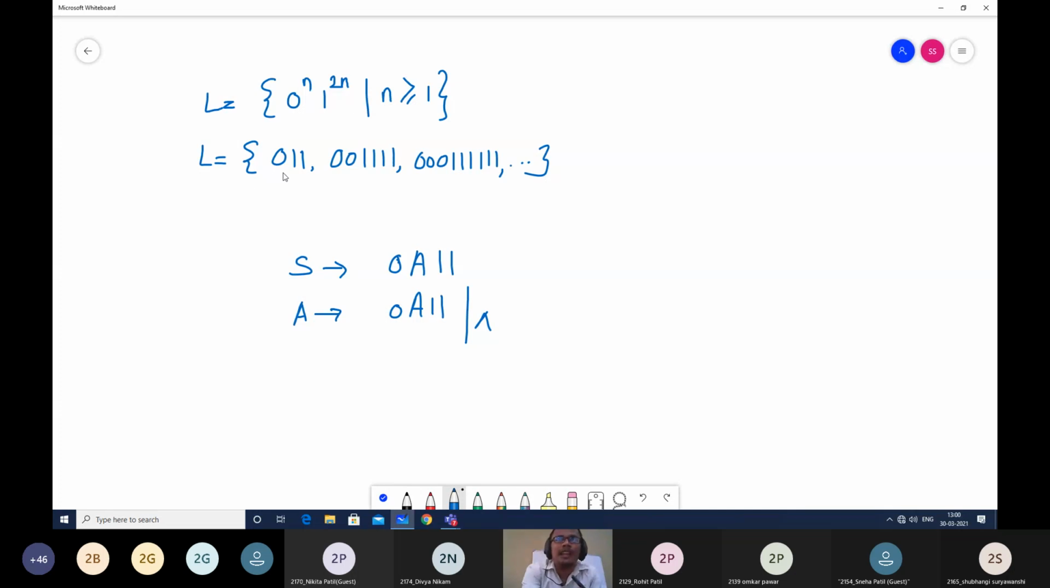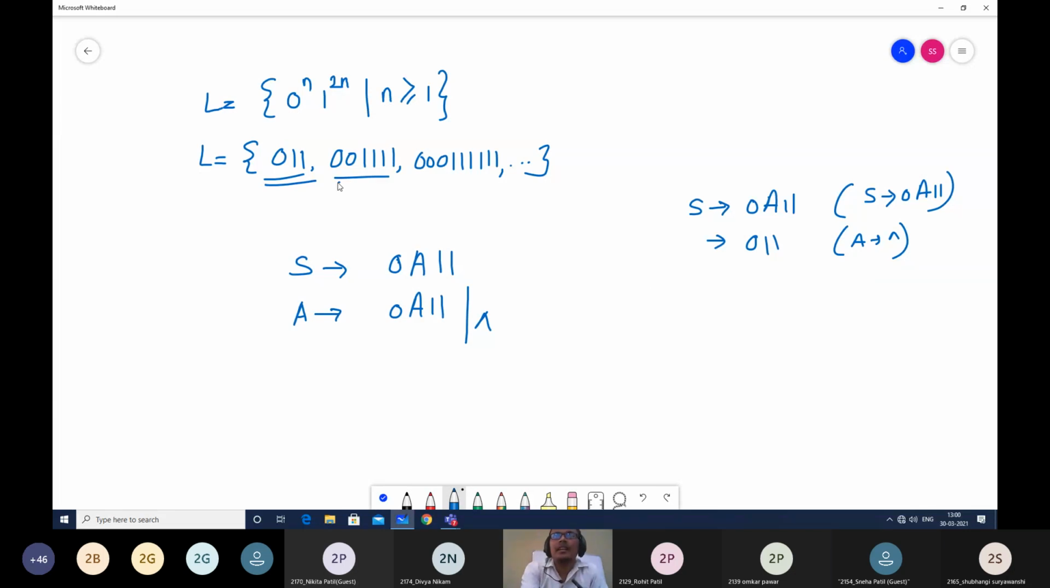So if you are getting a string like 011, how will you solve this? S gives 0A11, right? The production rule that you will use is S gives 0A11, and then A gives null. Is it understood?